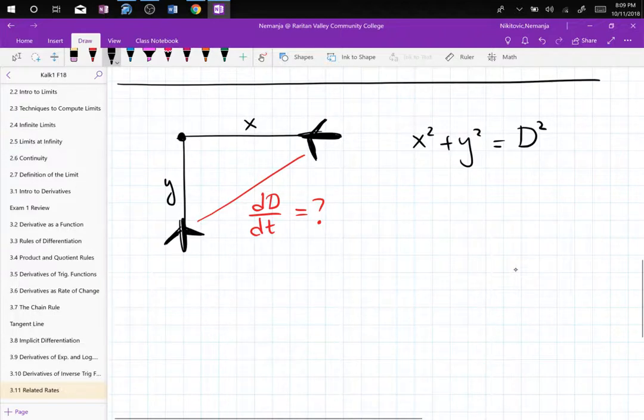Do we need the perimeter? No. Do I need the area? No. But I need to relate x, y, and D. The red distance here is capital D. That's the distance between two planes.